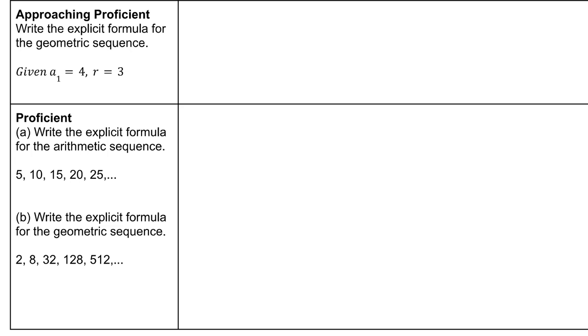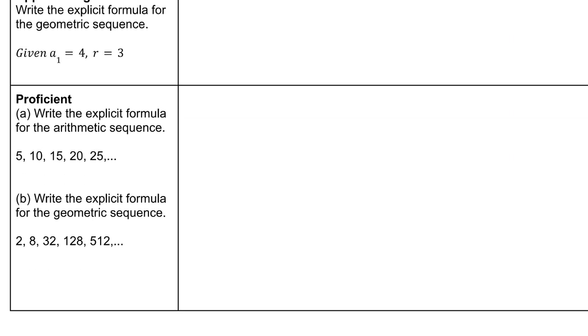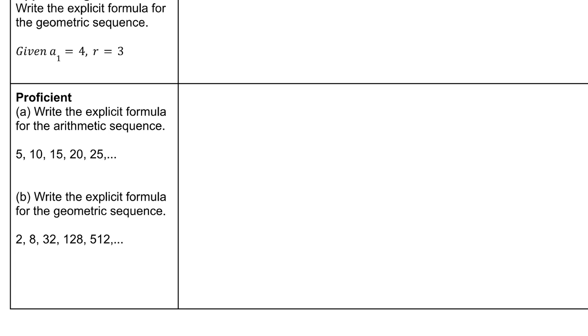Okay, so for our next section, we're going to do writing explicit formulas using the A1 and the R. Because there's an R, we know that this is geometric. The explicit formula for geometric is the last term is equal to the first term times R to the n minus 1. If I know what A1 is and what R is, I'm going to plug in those numbers. So A1 is 4, R is 3, and we get n minus 1.